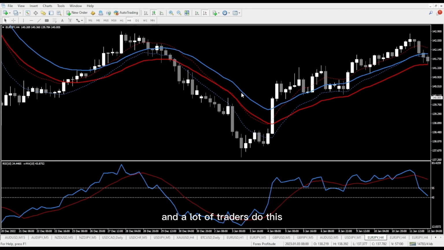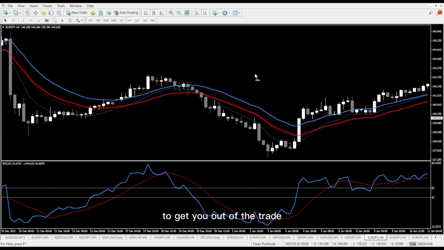A lot of traders do this. They want to let the trade go as far as they possibly can. They don't want to use a target. They don't want to have a 1-to-1 or a 2-to-1. They don't even want to set a target. They want to let the stop loss take them out of the trade. And if that is the case, what you'll do is you'll simply continue to use that 10 EMA to get you out of the trade.